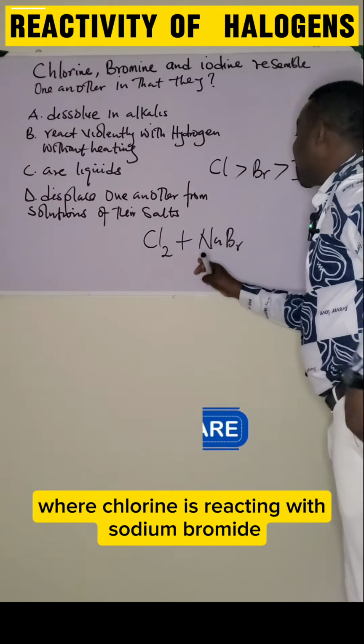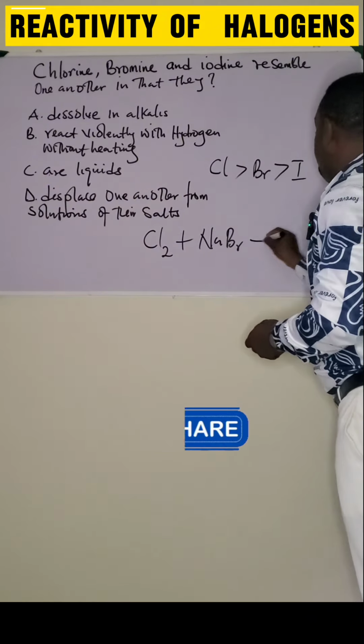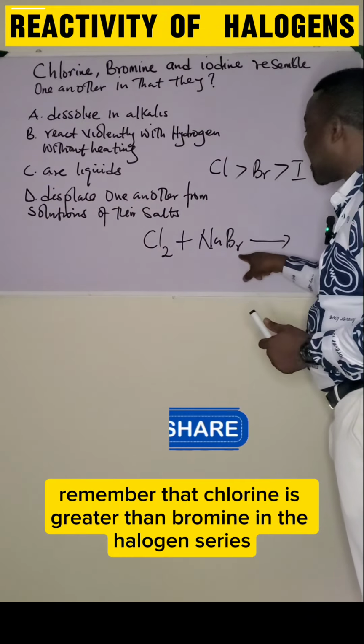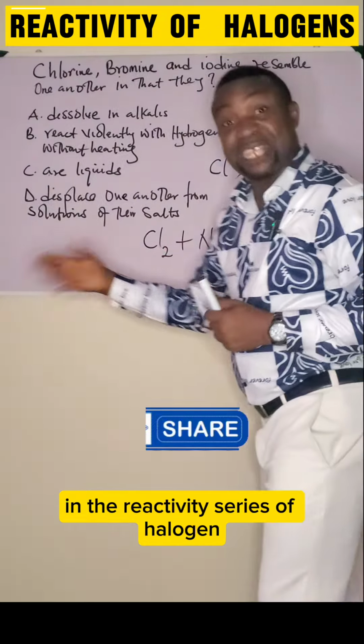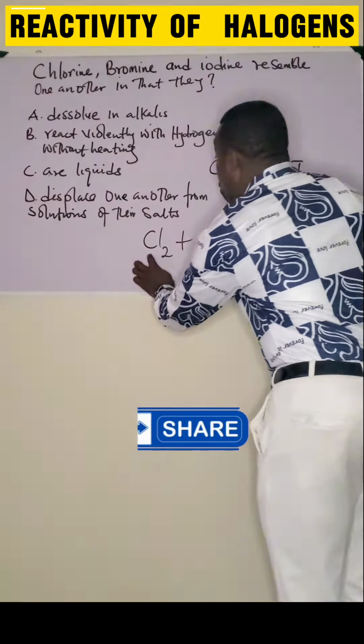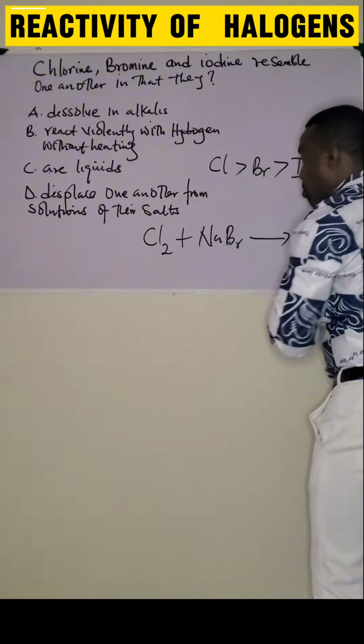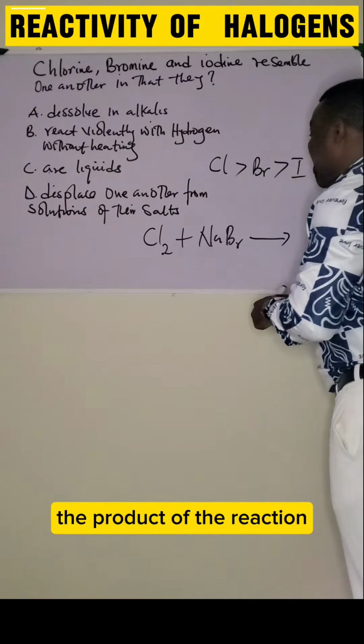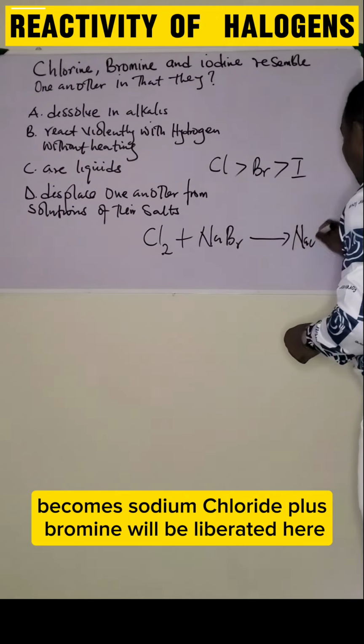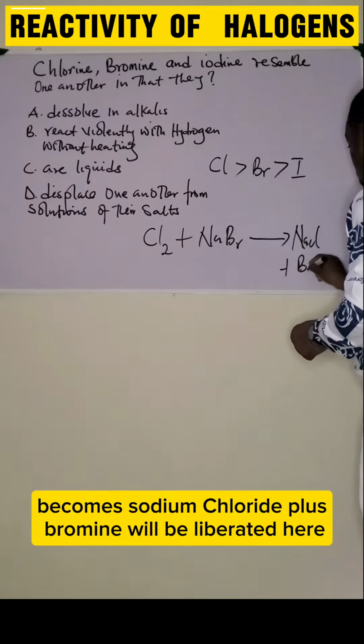where chlorine is reacting with sodium bromide, remember that chlorine is greater than bromine in the reactivity series of halogens. So chlorine will replace bromine here, forming sodium chloride, liberating bromine. So the product of the reaction becomes sodium chloride, and bromine will be liberated here.